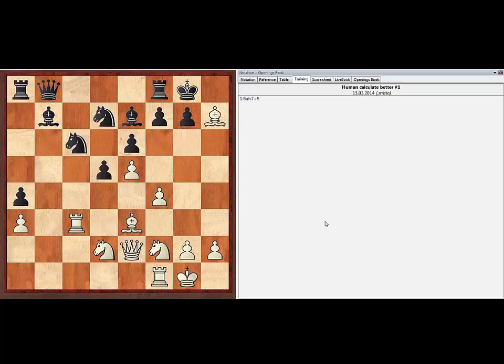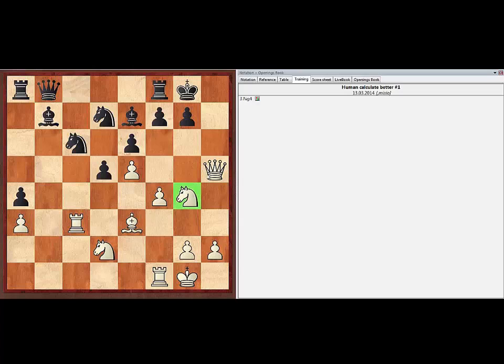Human is calculating bishop takes h7, king takes h7, queen h5 check, and king g8, and now looks for ways to bring more pieces into the attack. Just maybe move the bishop away, followed by rook h3, and he calculated this, and he played knight g4 with no huge threat at the moment.